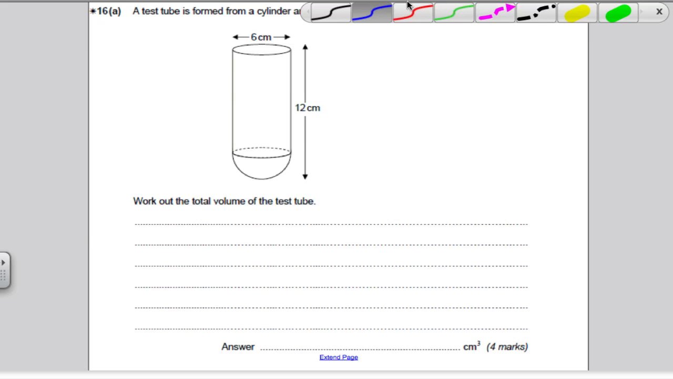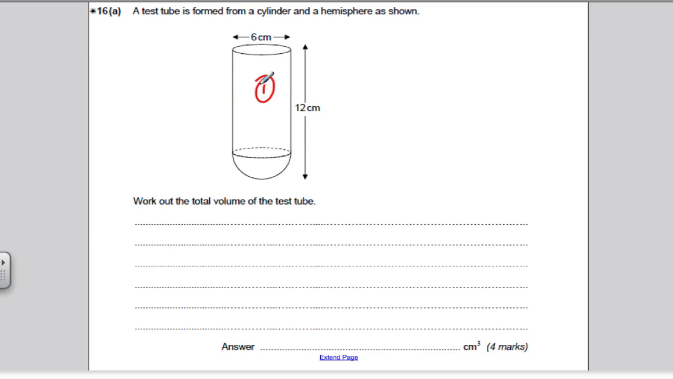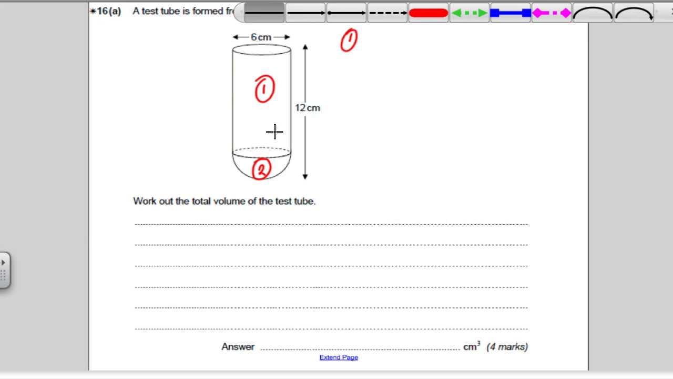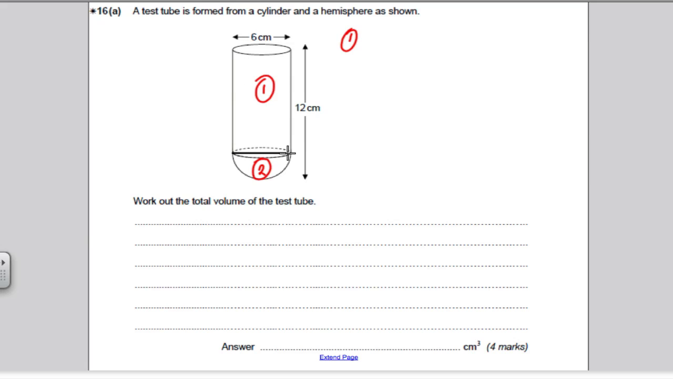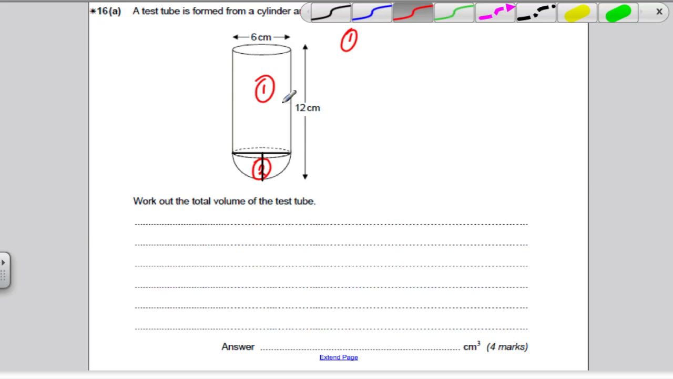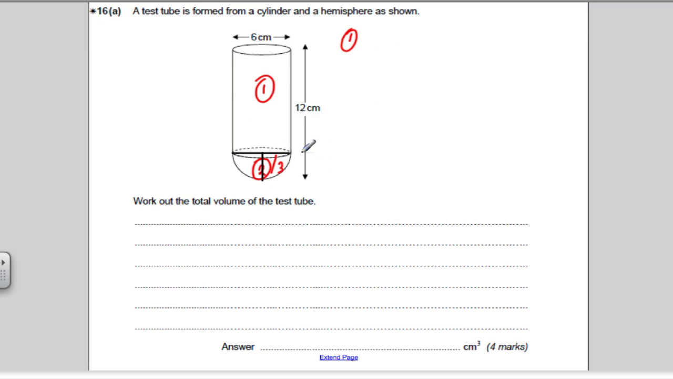Okay, let's have a go at this then. I'm going to do it in two sections. I'm going to call the cylinder part of the test tube part 1, and I'm going to call the hemisphere, which is half a sphere, part 2. So, for part 1, the volume of a cylinder is the area of the face times the height. Now, just a tiny little bit of work needed here. This cylinder here must have diameter 6 because it's the same as the top. So that means it must have radius 3. So this distance here must be 3 centimeters, so that means that distance from here to here must be 9 centimeters.